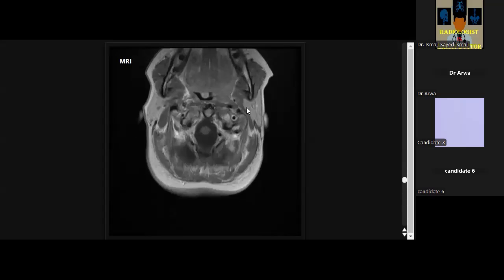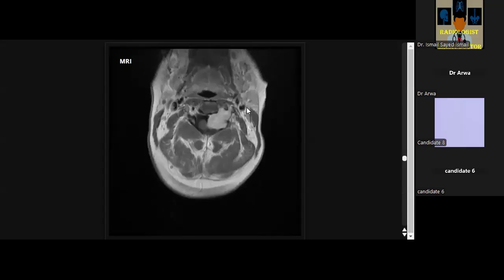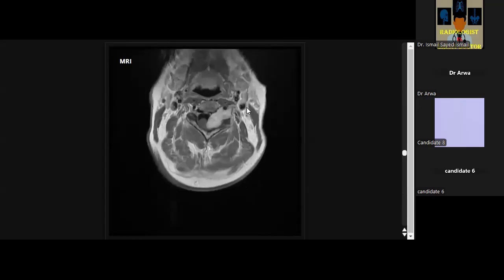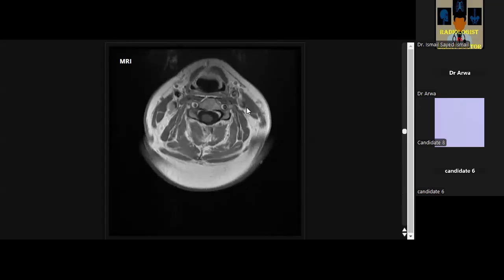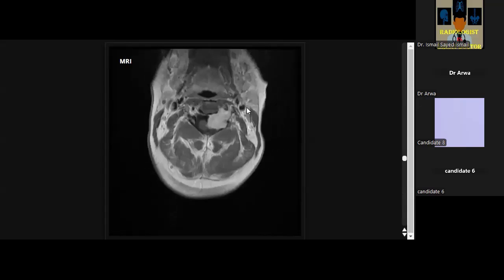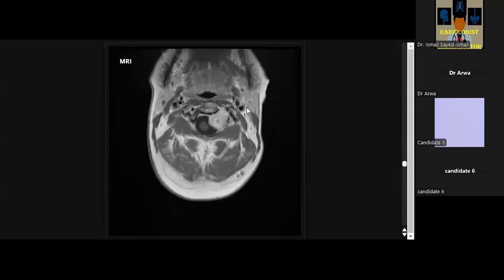Okay, so depending on this appearance, my first differential would be a nerve sheath tumor like a schwannoma. And the second differential would be a meningioma, but I do not see any dural tailing appearance on sagittal sections as well.